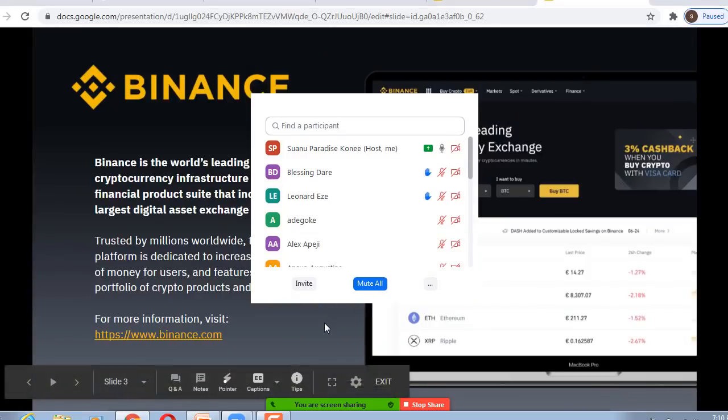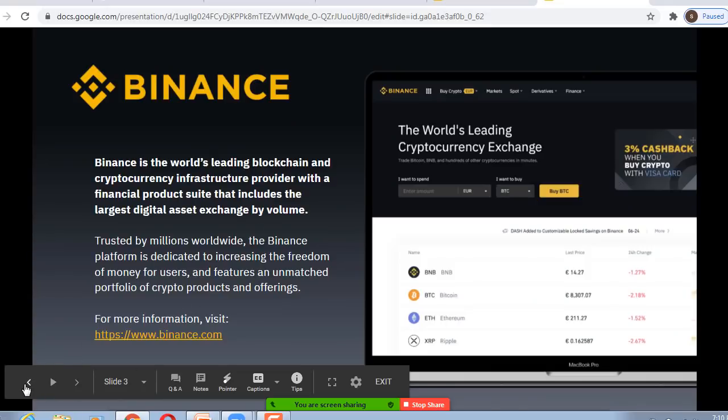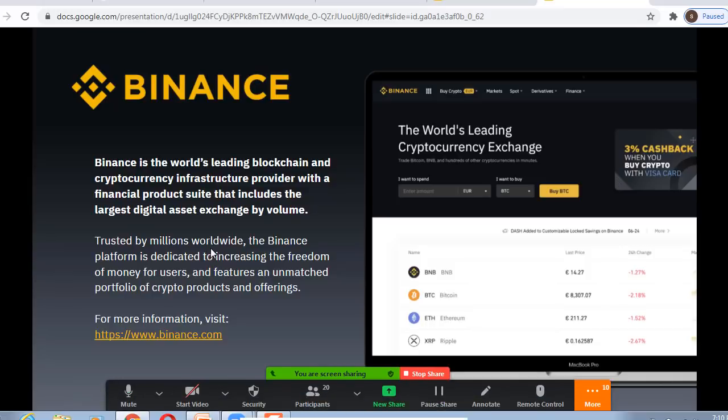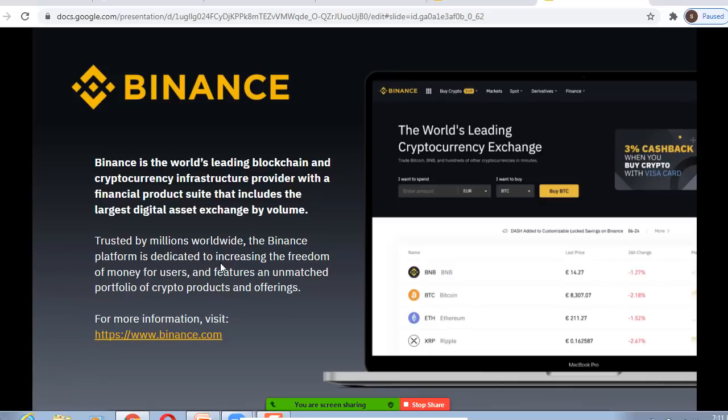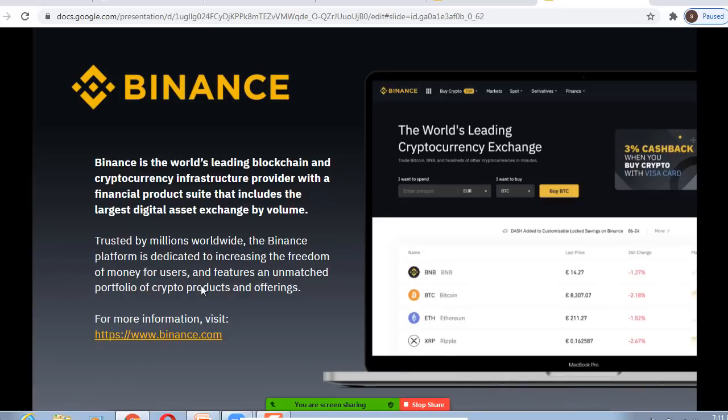Let's proceed. So this is Binance, the world's leading blockchain and cryptocurrency infrastructure provider with a financial product line that includes the largest digital assets exchange by volume. It took Binance only about 5 months to become the world's largest exchange by volume, and it is trusted by millions of people across the world. Binance has dedicated its platform to increasing the freedom of money for users, and its features are unmatched in its portfolio of cryptocurrency products and related offerings. So Binance is the world's leading cryptocurrency exchange.